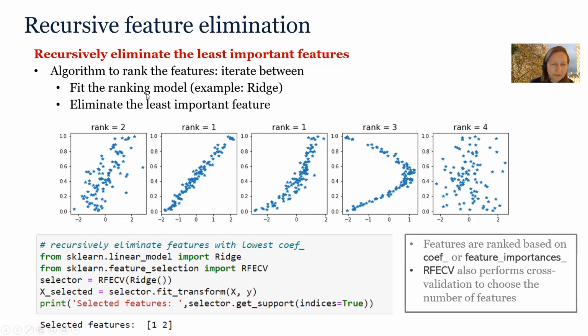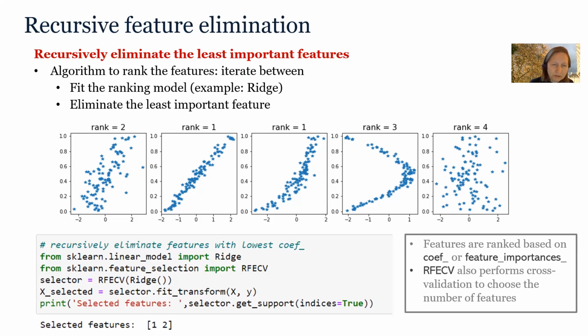And then we fit the ranking model to the whole set with all the features, and we eliminate the least important feature. Once we did that, we take the remaining features, fit the model again, and again eliminate the least important feature. And this way, we will rank the features from least important to most important. So features of highest rank, or rank 1, will be the ones that were eliminated at the very end, and the features with lowest rank, which will be towards the end of all the indexes, are the ones that were eliminated at the very beginning.